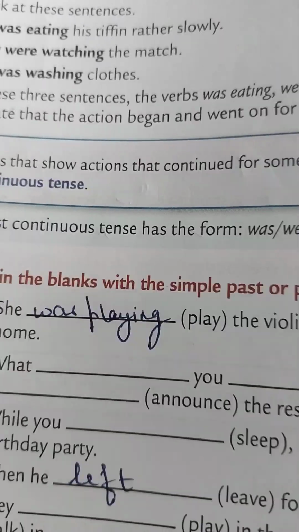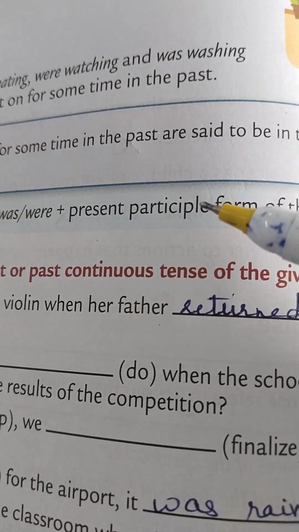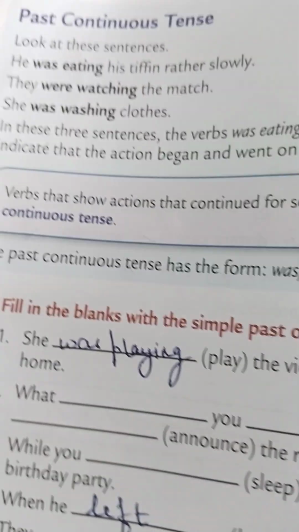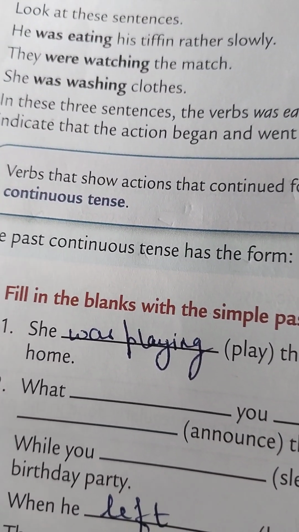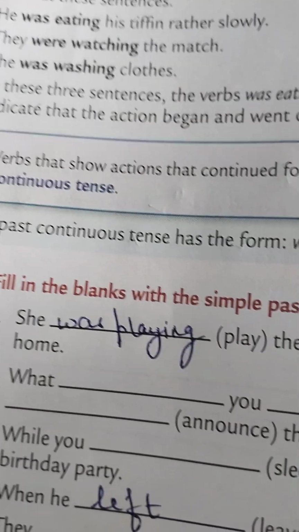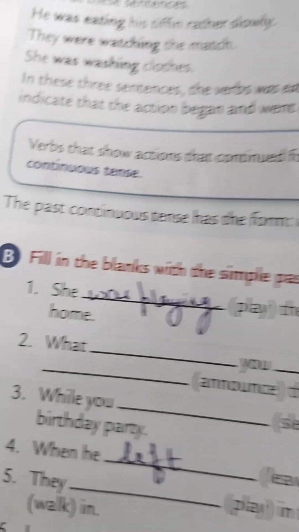Now past continuous tense, children, has the form was or were plus the present participle form of the verb. So this is the sentence structure in sentences which are in past continuous tense. Was or were plus verb plus ing.